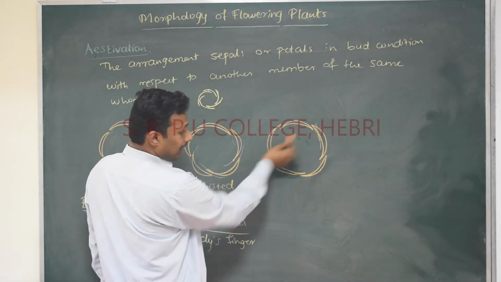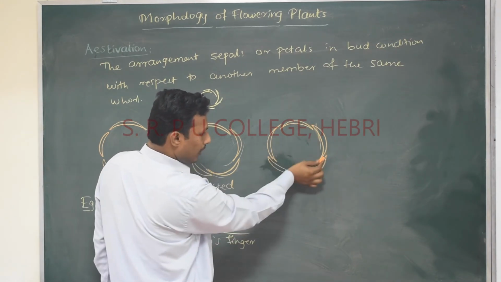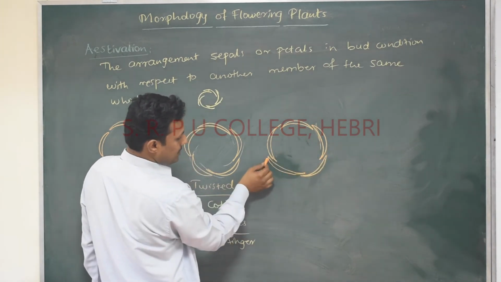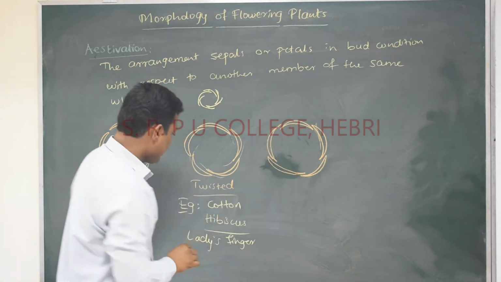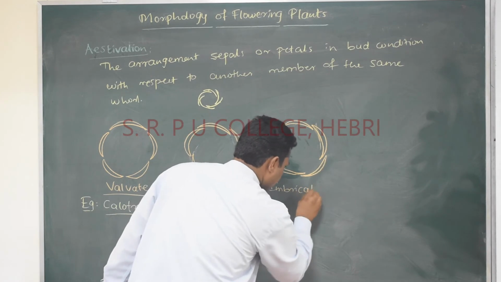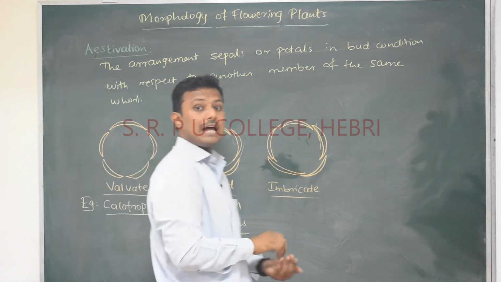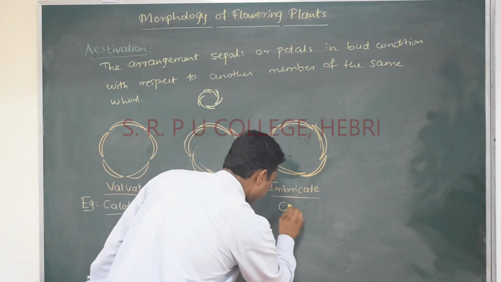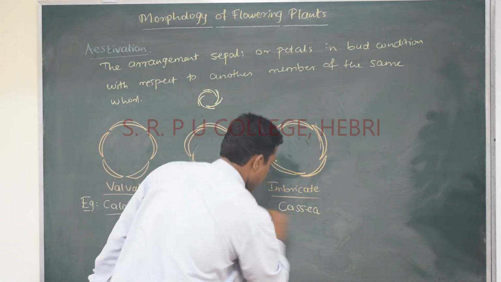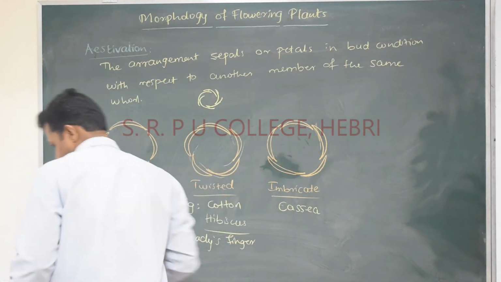Whereas other three sepals or other three petals, you are seeing one end outside, one end inside, one end inside, one end outside, inside, outside, right? So this is what is called imbricate aestivation. This kind of imbricate aestivation can be studied in cassia. Cassia is the best example for imbricate aestivation, right?